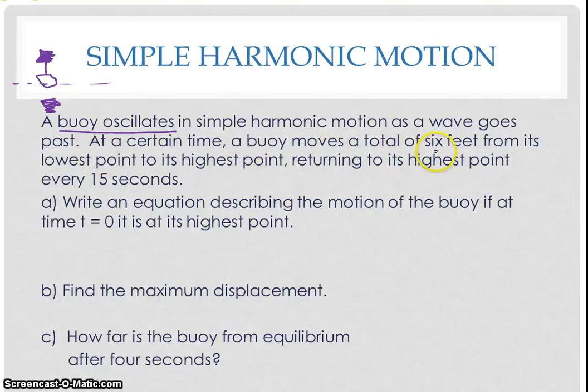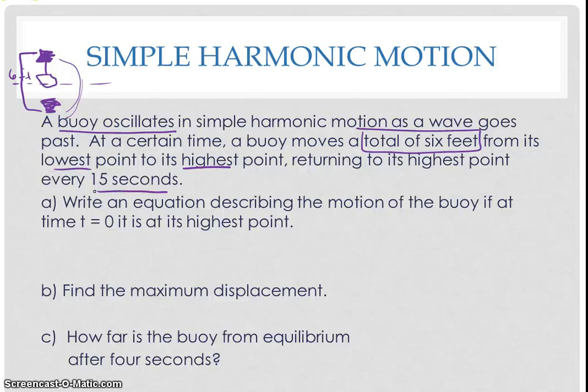At a certain time, a buoy moves a total of 6 feet from its lowest point to its highest point. So between its lowest point and its highest point, it's a total of 6 feet. And it returns to its highest point every 15 seconds. What that means is it starts from its lowest point, goes to its highest point, and back down to its lowest point every 15 seconds. So that's going to give us some information about the period.